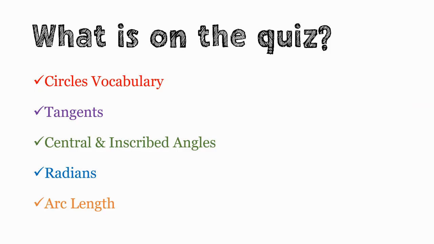So to summarize, we just went over your circle vocab, some key vocab, new vocab and old vocab that you knew. Tangents, right? Taking a look at slope. We focused with it on a grid. I didn't do any example with Pythagorean theorem. And then we looked at some central and inscribed angles, some radians, and then finally close out with some arc lengths. So you guys have a task to make sure that you finish Delta Math.